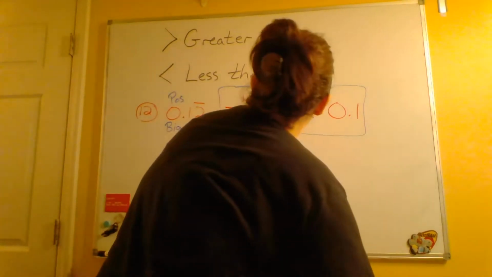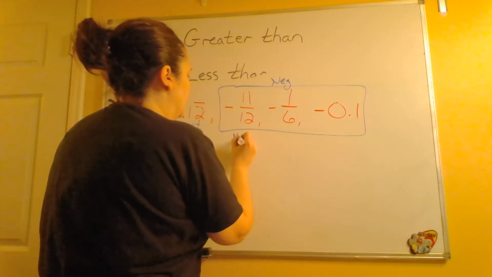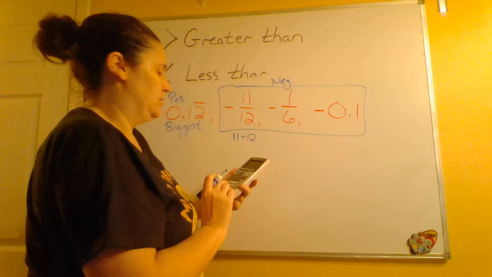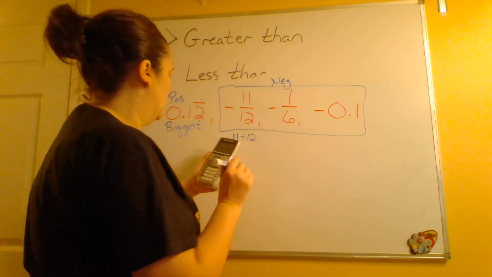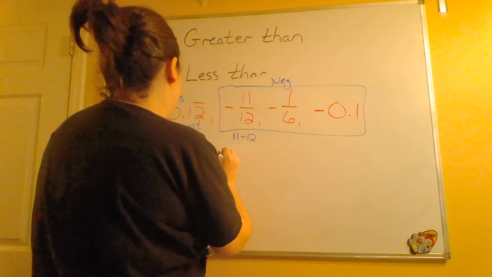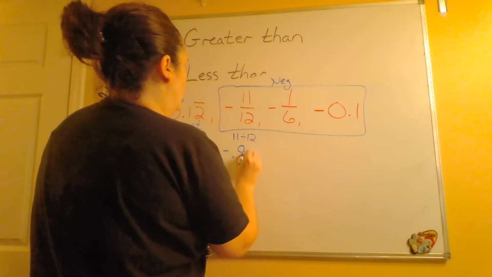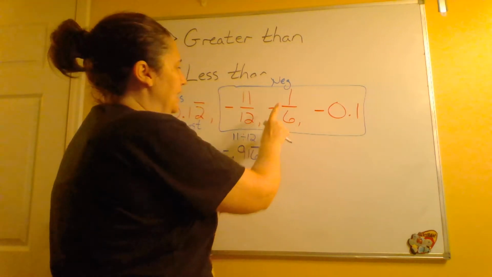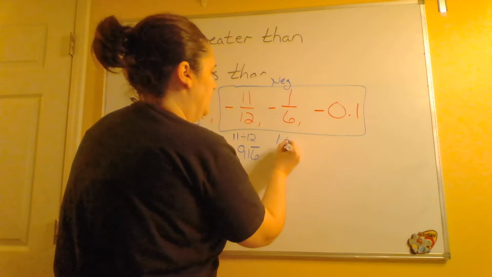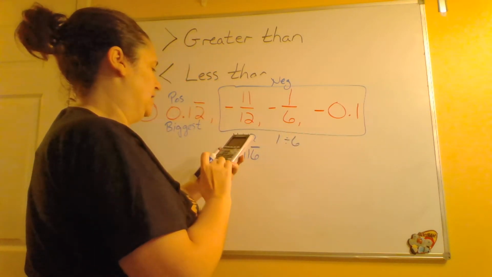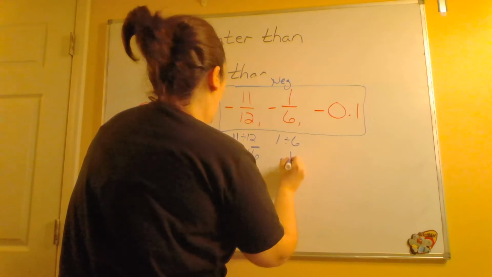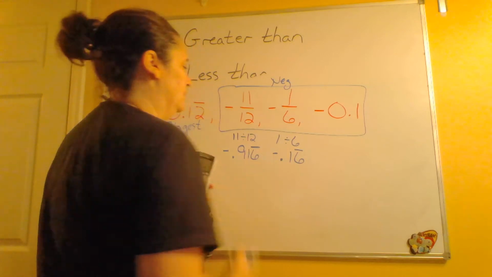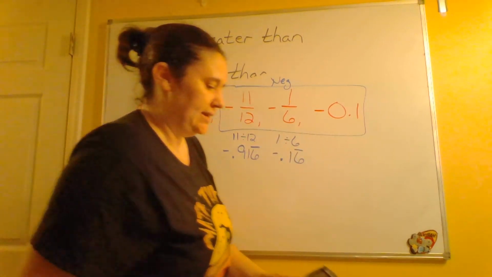We need to turn them into decimals. For 11/12, you'll take 11 divided by 12. Put 11 in your calculator first. You get 0.916 repeating, and that is negative. Negative 0.916666666 repeating. Negative 1/6, you will take 1 divided by 6. 1 divided by 6 is 0.16 repeating, and that is negative. And this one is already a decimal.